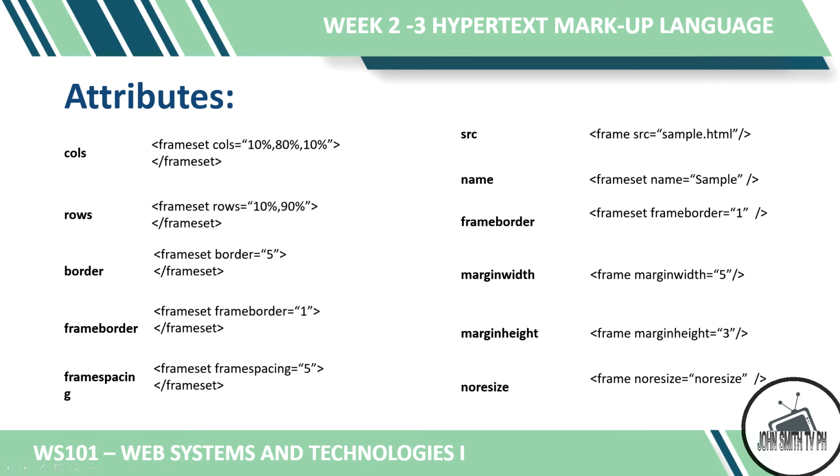Number 3, border attribute control. Border displays a 3D border. Number 4, border color attribute. Border color sets the color for a frame's borders.